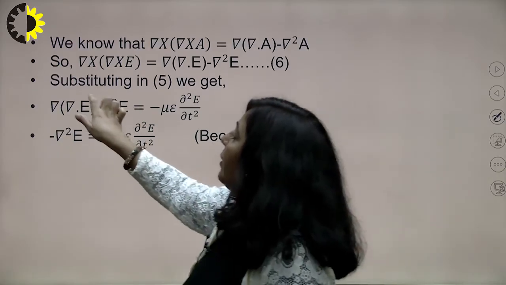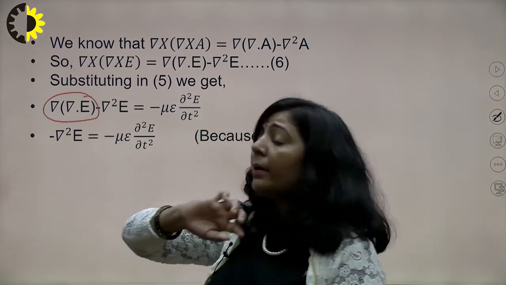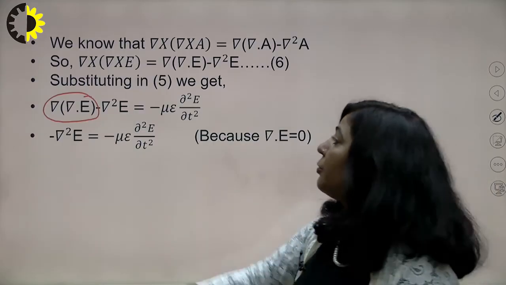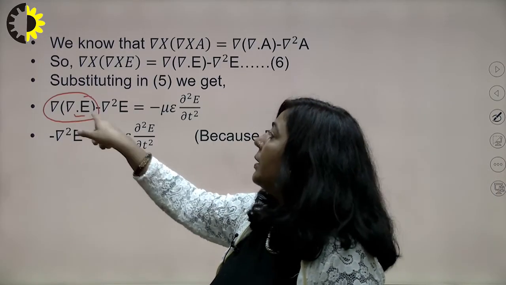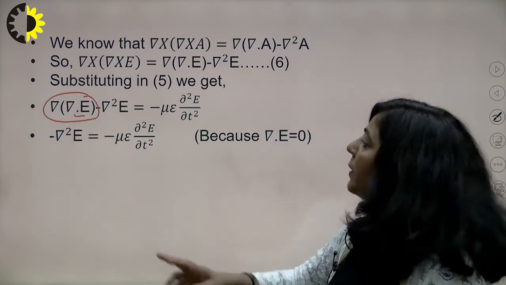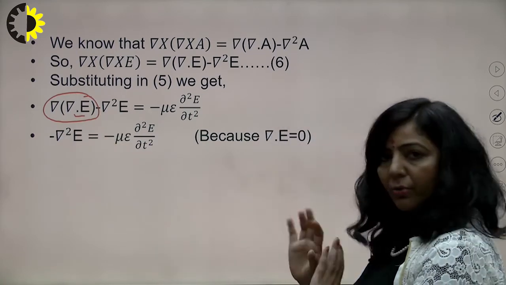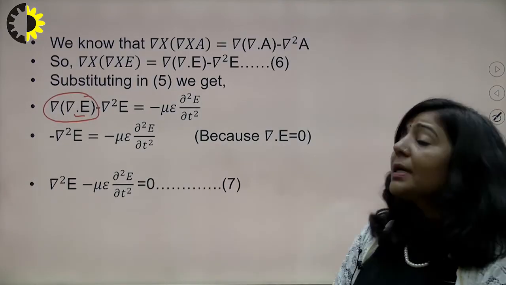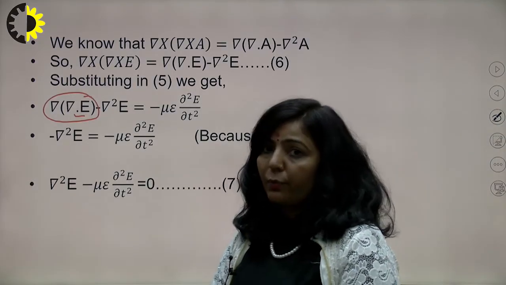to this. And you know, even in a non-conducting or dielectric medium, the divergence of E is 0. So if divergence of E is 0, then this first term will give you 0, and you will get only this. After rearranging these terms, you get this second order partial differential equation.